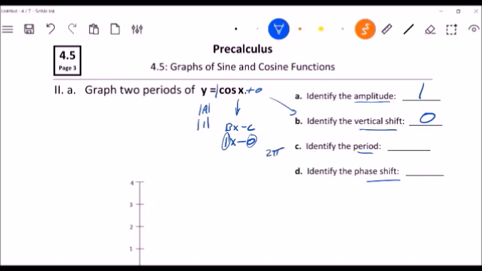So for the period, 2 pi over 1, or over b, well, that means it's over 1, so it's just 2 pi. And identify the phase shift, and the phase shift would be c over b. C is 0, and b is 1, so that means it's a 0. Not a 0 over 1, you have to reduce, so make sure you keep it 0 if this is true for any ones you do.